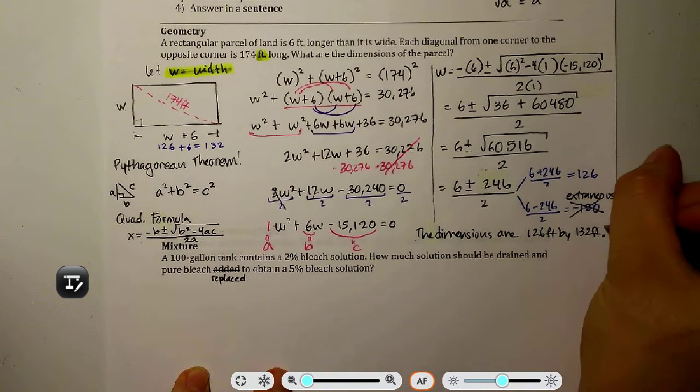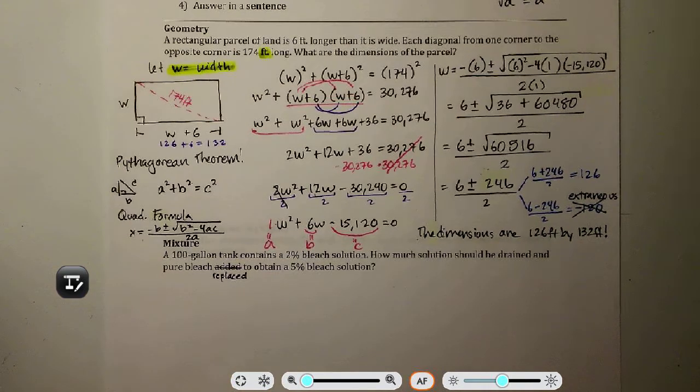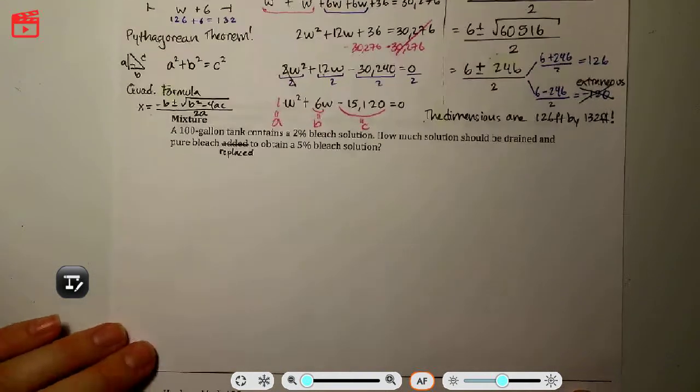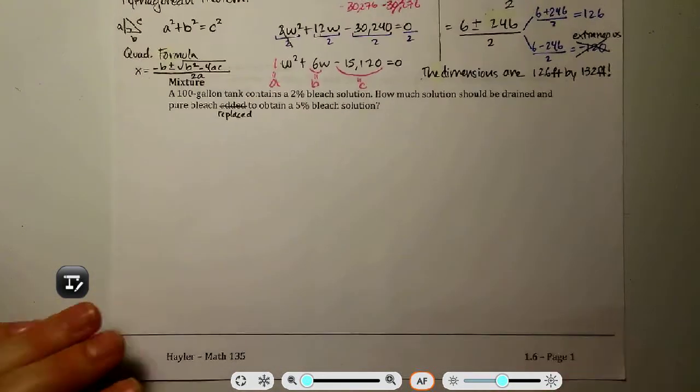You could put an exclamation point if you feel like it. You won't get any extra points for that, but it does look fun. All right. Whew. Let's move on to the mixture problem.